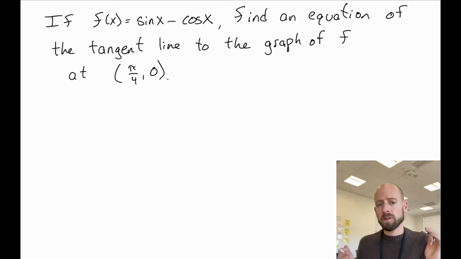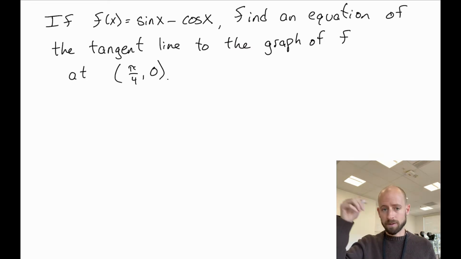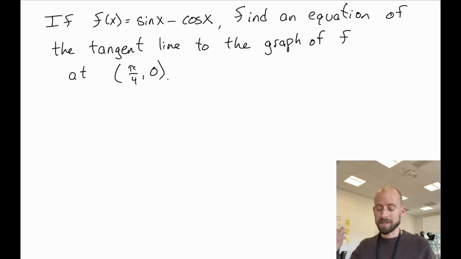When we take the derivative, we're going to get an answer. We're going to plug in a value that we want. That'll give us the slope at that spot. And then we'll use that to write an equation of a line. That line will be tangent through the point, all right?